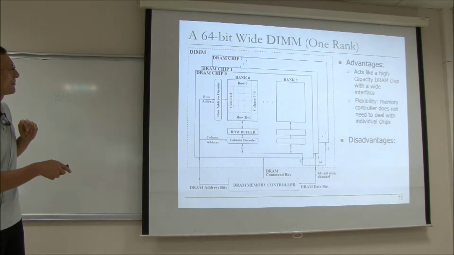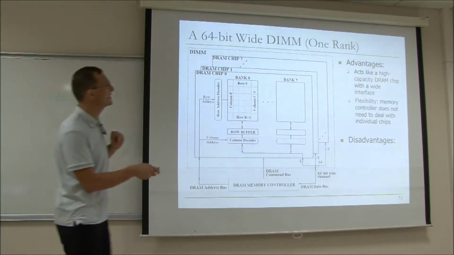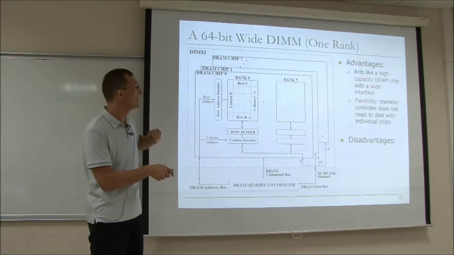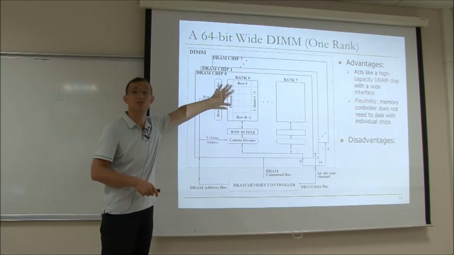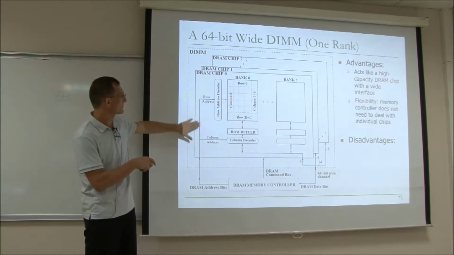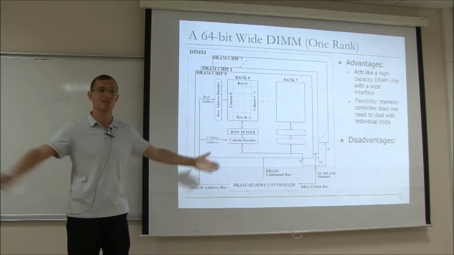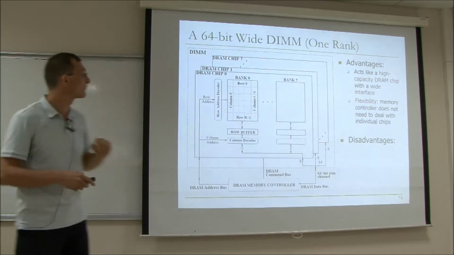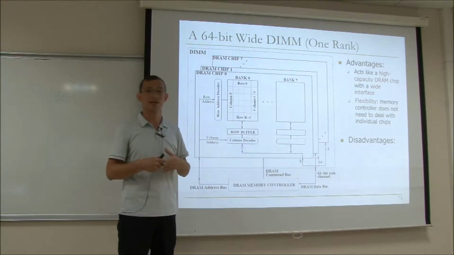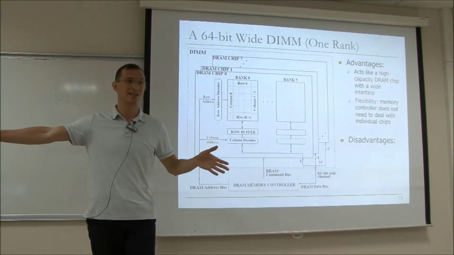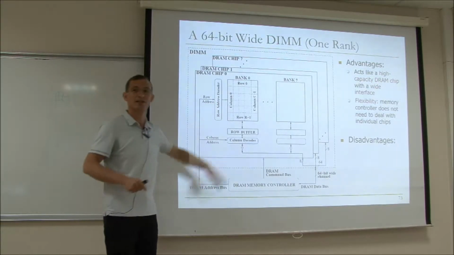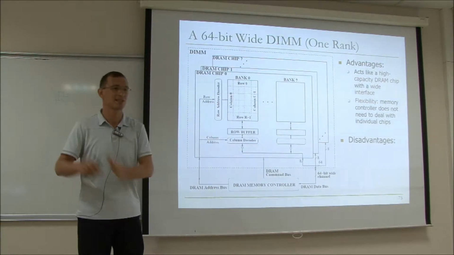And this is one other way of looking at it, from one of the papers. So the advantage of a rank is that now it acts like a high-capacity DRAM chip with a wide interface. It's flexible. The memory controller doesn't need to deal with individual chips. From the memory controller's point of view, it's flexible, because the memory controller doesn't want to get data bit by bit, perhaps. Maybe it wants to get a single cache line at a time. And actually, that's what happens in today's systems. You get 8 bytes, and then you burst out the remaining 56 bytes. DRAM has burst mode where it can provide the remaining bytes quickly.